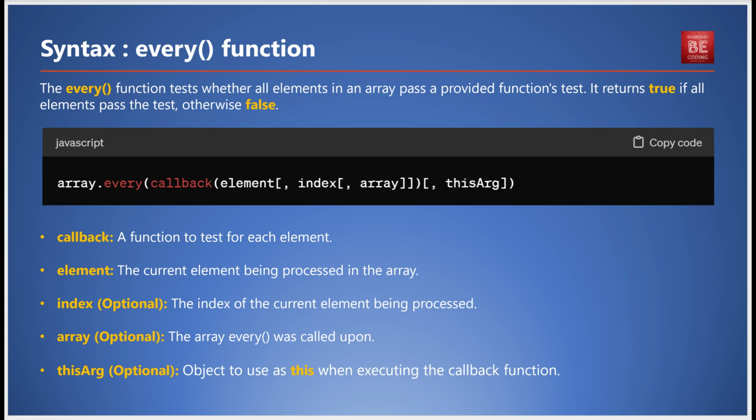The syntax for every involves calling it on an array and passing a callback function. This callback function takes up to 3 arguments: the current element being processed, the index of that element, and the array itself. Optionally, you can specify a thisArg to use as this when executing the callback.